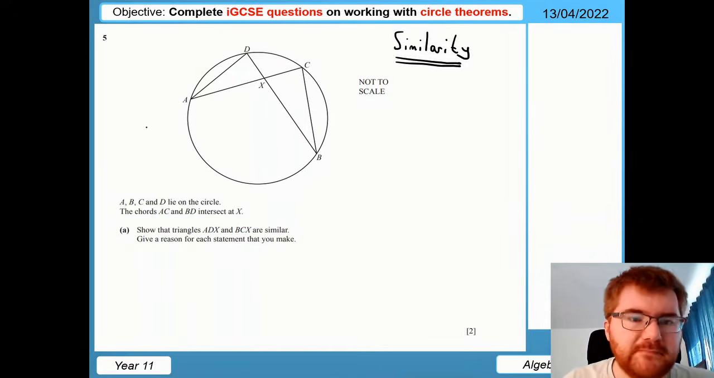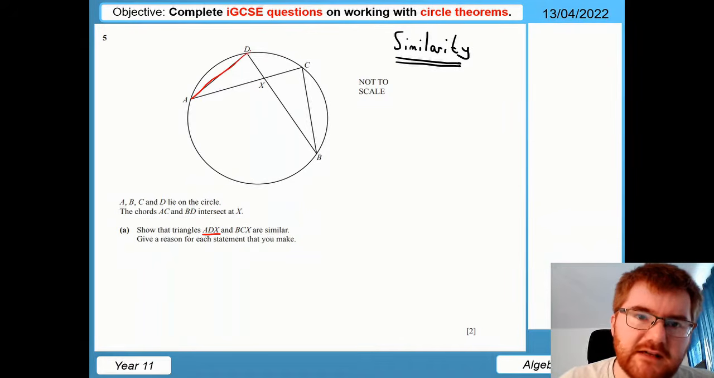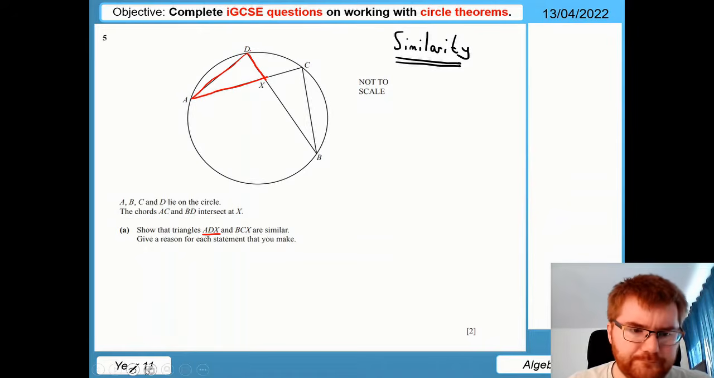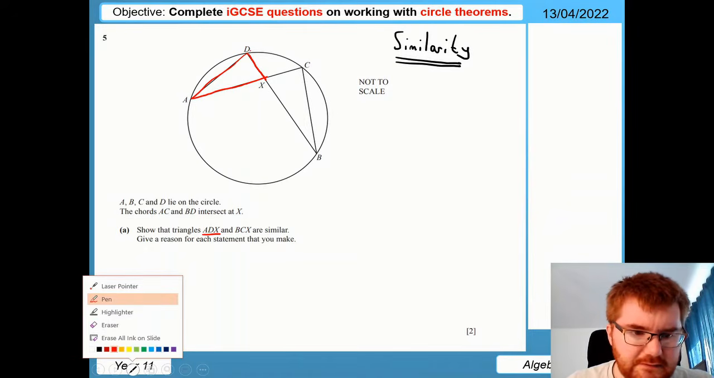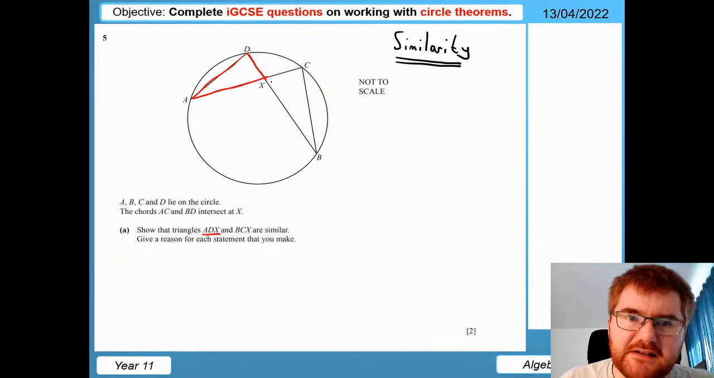So A, B, C, D lie on the circle, and we've got 2 chords, AC, that length there, and DB, and they intersect at point X, and we need to show the 2 triangles ADX, so let's do a bit of color coding here, ADX, which is this triangle, and they look similar as well. So again, it makes sense that they would argue this. So this triangle here, and let's do this in a different color, BCX, so the other triangle here, are similar.